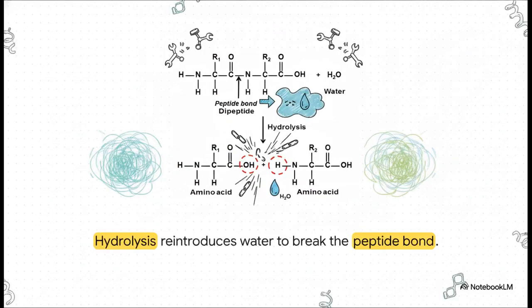But biological systems also need a demolition crew, right? If a cell needs to break down a protein to recycle its parts, it performs hydrolysis. By literally forcing a water molecule back in, it severs that exact same peptide bond. Adding water breaks the link, returning the dipeptide back into 2 free-floating amino acids.